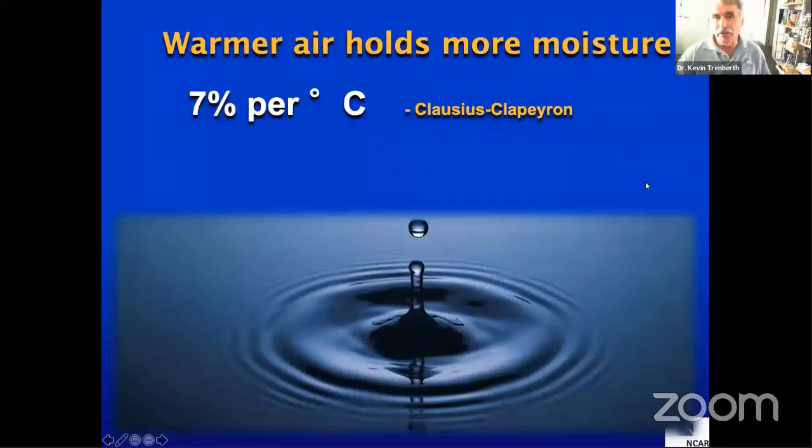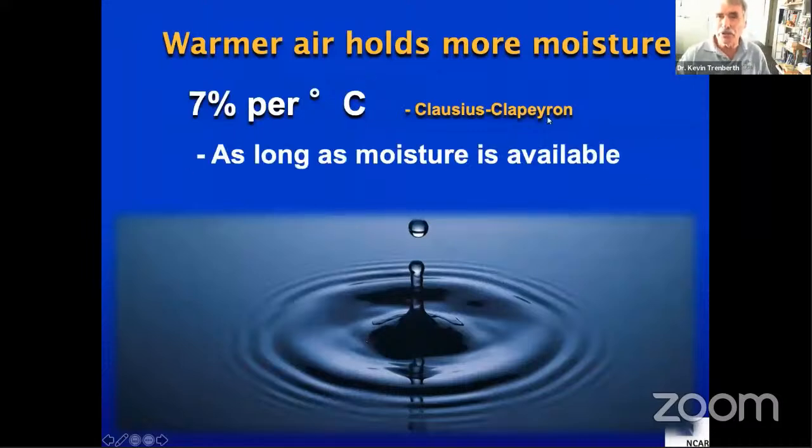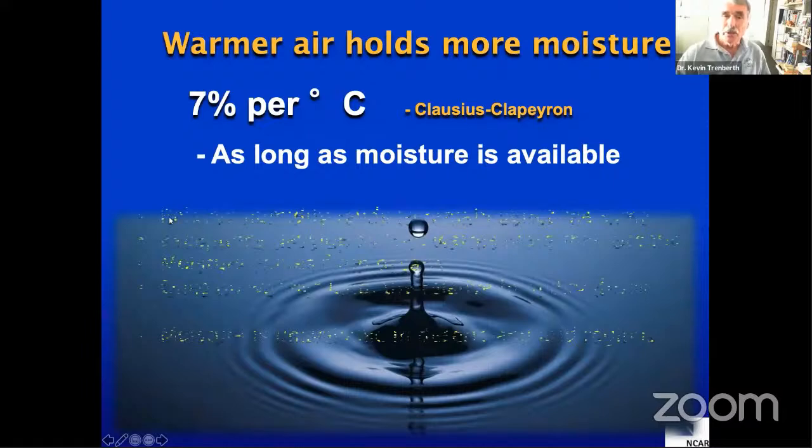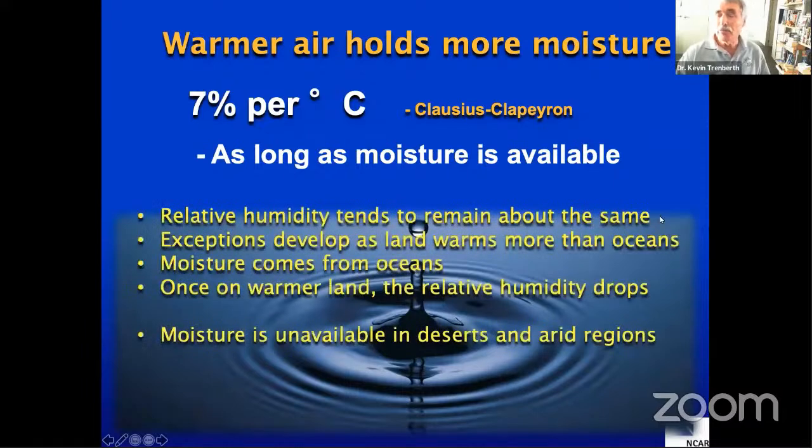So a key thing then is that warmer air holds more moisture at a rate of 7% per degree Celsius. This is the Clausius-Clapeyron equation. And it's expressed as a percentage because it's nonlinear. But it also depends on moisture being available. So the relative humidity tends to remain about the same because of the way in which weather systems work, the processes in the atmosphere. And the exceptions are some differences between the land and the ocean, because the moisture comes mainly from the ocean.